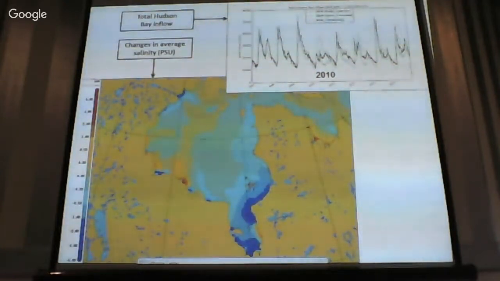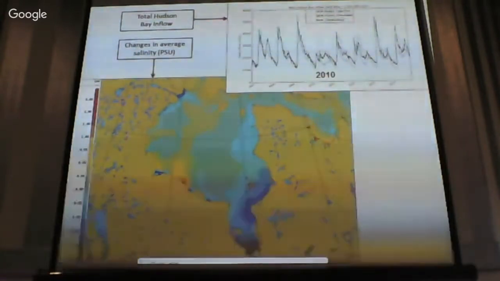So here I'm showing the difference in salinity between the two runs, the one with the climatology for 2010 and the one with the simulated flows. And they're different, but we don't have any measurements, so I don't know. What do you use as salinity at the river inflow? 0. That's it. Thank you.